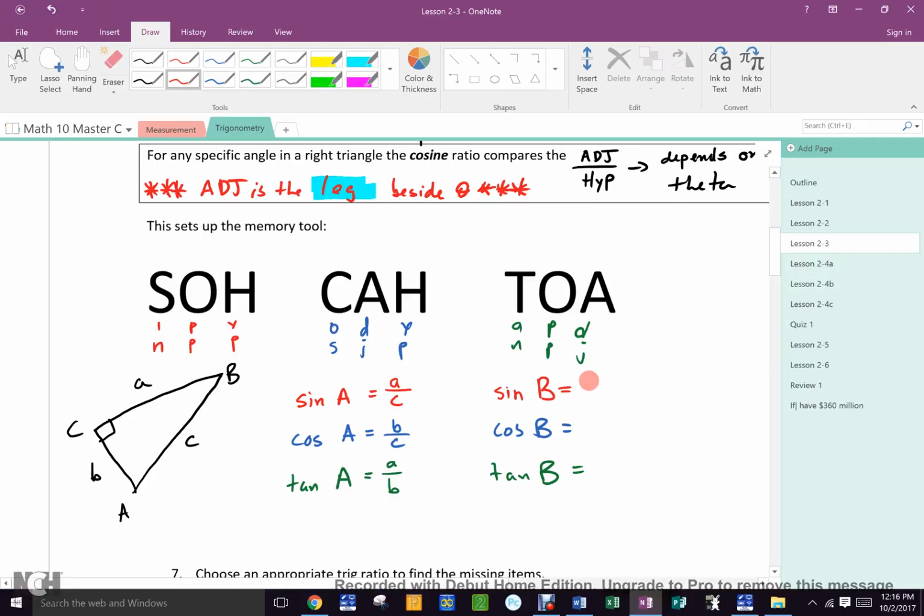What is the sine of B? B over C. What is the cos of B? A over C. And what is the tan of B? B over A. Now C.